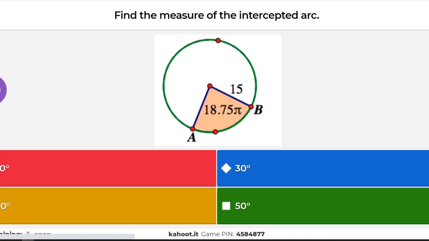About 20 minutes left. Ooh, find arc measure. So we're going to have to write an equation here. Looks like they're giving you the sector area, so we're going to use the sector area formula to solve for arc measure. You've got 90 seconds for this one, Chris. Extra time.